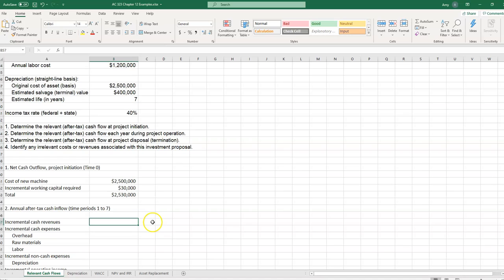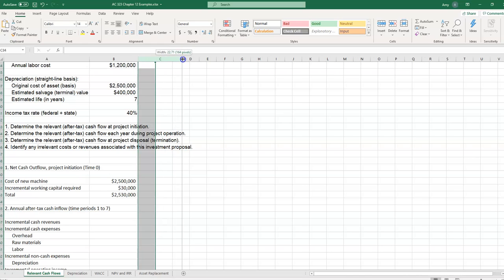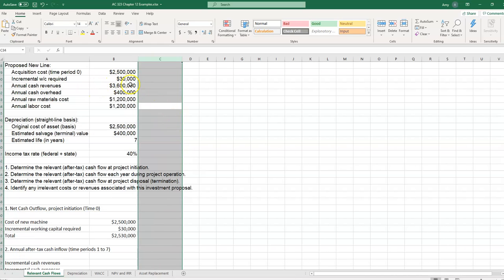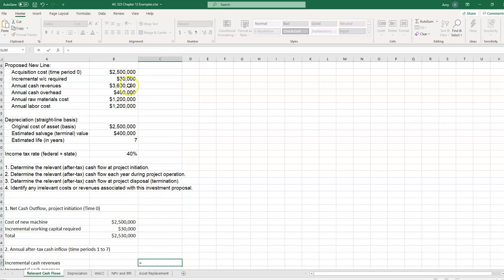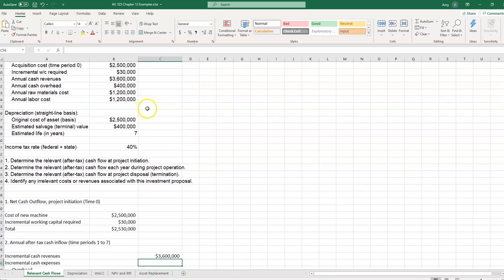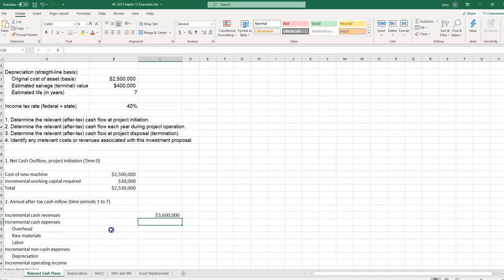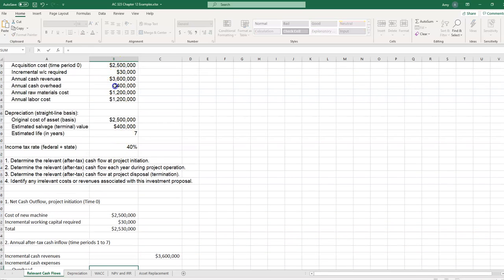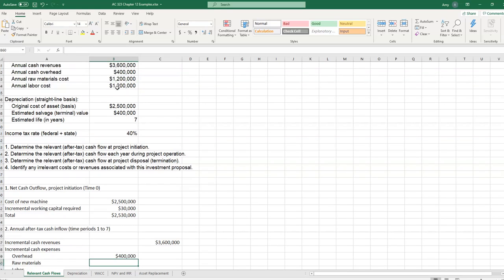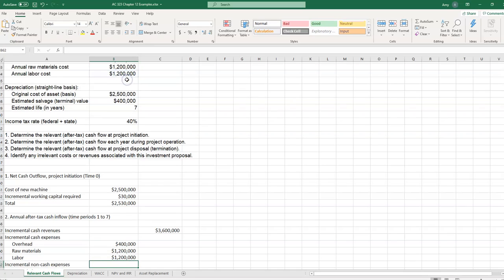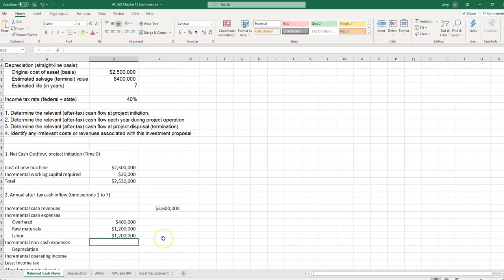Now we're going to figure out what our cash flows are going to be for years 1 through 7. So we have projected annual cash revenues for this project of $3.6 million. Then we have our additional expenses. So we have some additional overhead, $400,000 in cash overhead, an additional $1.2 million in materials, and an additional $1.2 million in labor. So our total additional expenses. Then we also have depreciation.